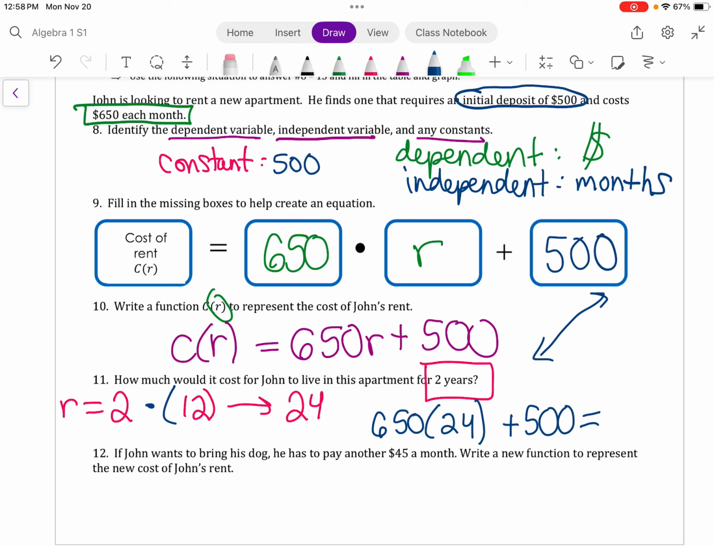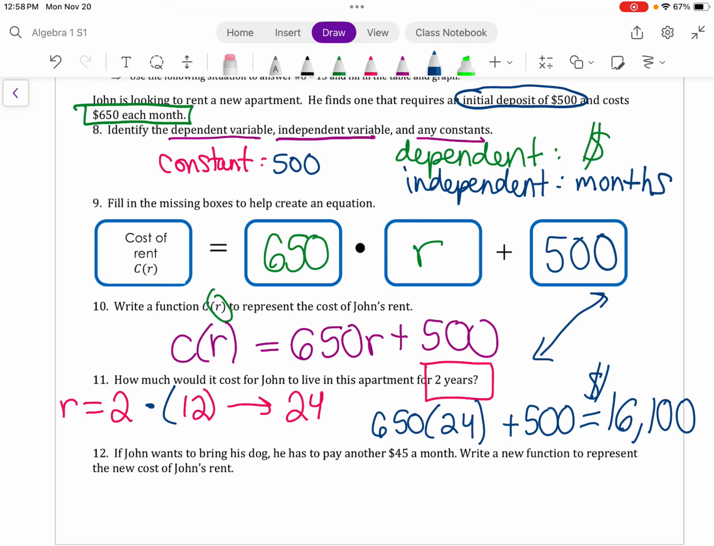Let me see how much that will cost. Okay, so 650 times 24 plus 500, and that's going to cost $16,100. Okay?